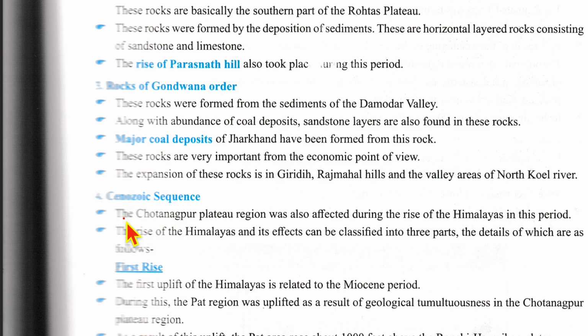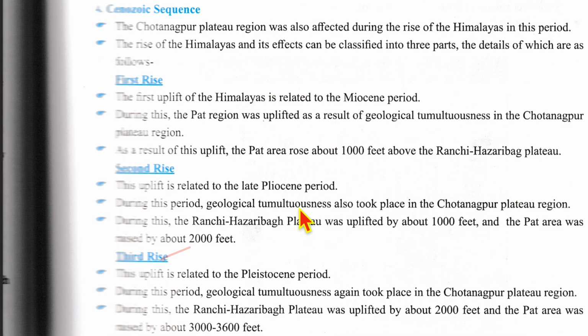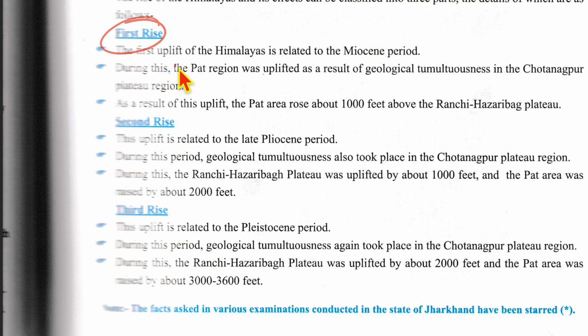Now Cenozoic sequence. The Chotanagpur Plateau region was also affected during the rise of Himalayas in this period. The rise of Himalayas and its effect can be classified into three parts, the details of which are as follows. First is the first rise, which is also the Miocene period. During this, the Pat region was uplifted as a result of geological tumultuousness in Chotanagpur Plateau region. As a result of this uplift, the Pat region rose above 1000 feet above the Ranchi Hazaribagh Plateau.